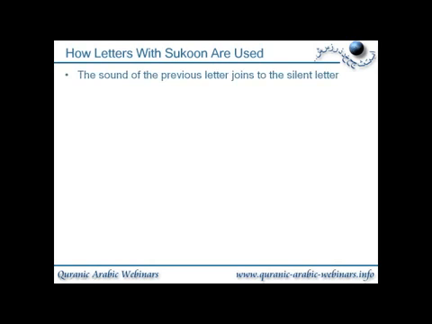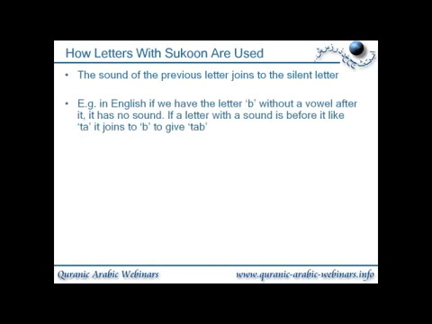How the letters with Sukoon are used. The sound of the previous letter joins to the silent letter. An example in English: if we have the letter B without a vowel after it, it has no sound. If a letter with a sound is before it, like ta, it joins to the B to give the sound tab. So B in the word tab doesn't have its own vowel after it, but it joins to the ta sound before it. The same applies to Arabic.